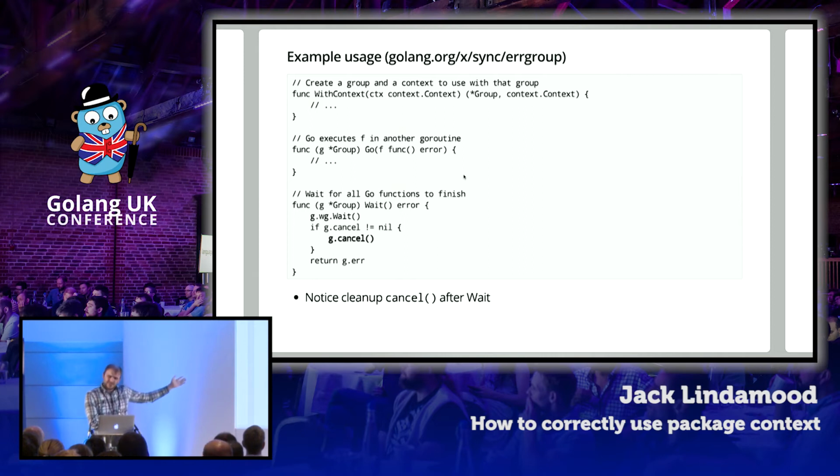The idea with error group is you make an error group, it gives you a context, and then you use that context for as many parallel calls as you want, right? And you call Wait, and Wait will block until the wait group is finished. And your wait group should finish on the first error if all of your parallel requests are respecting context.